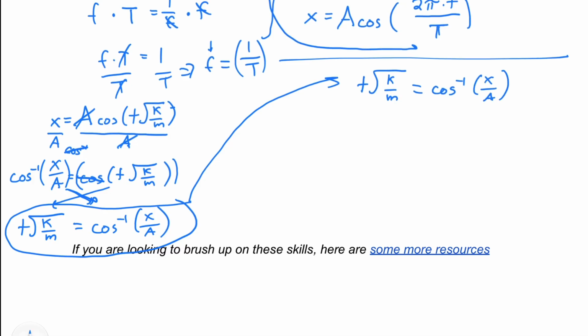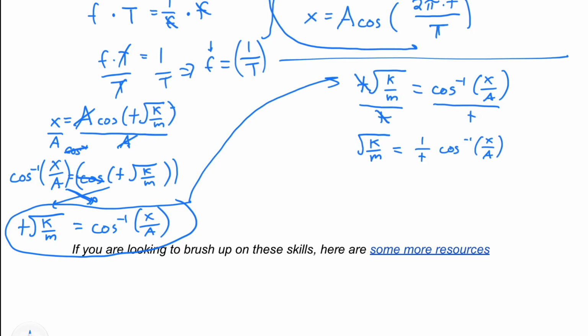Now again, our goal is to free k, so we have to undo everything that's happening to k. Right now, outside of that square root that k is trapped under is the t. So let's get rid of that t and divide the left side by t. If we divide the left side by t, we have to divide the right side by t. On the left side, the t in the numerator cancels with the t in the denominator. So now we have the square root of k over m equals the inverse cosine of x over a times 1 over t.